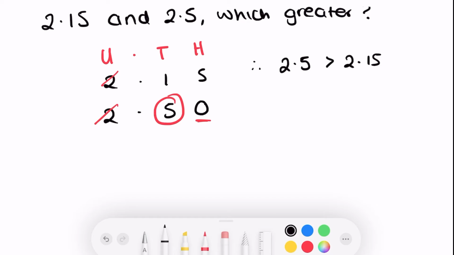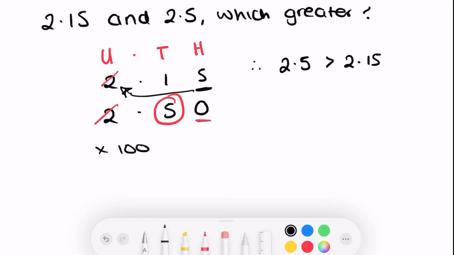The other way we could have done this is to make both of them into whole numbers by multiplying each by 100. Why by 100? Because the 0.15 goes into the hundredths column. So we know that we multiply by 100 to bring the 5 to the units column.